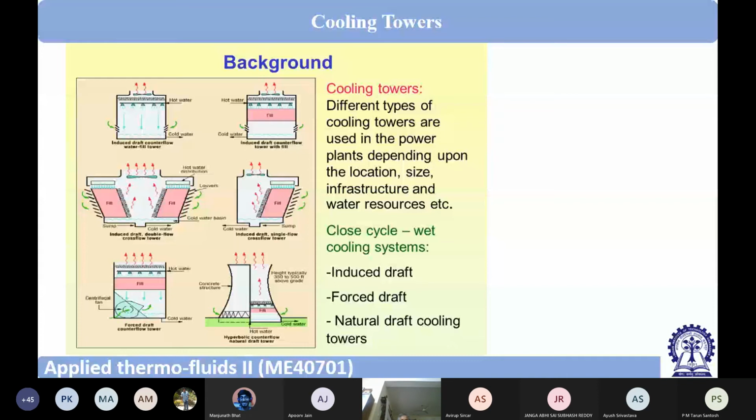So we have to leave away a certain amount of water, and fresh water we have to give in the cooling tower circuit. So this is your blow down. Blow down has to be done for the cooling tower.